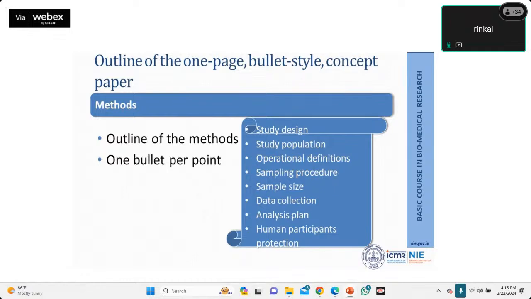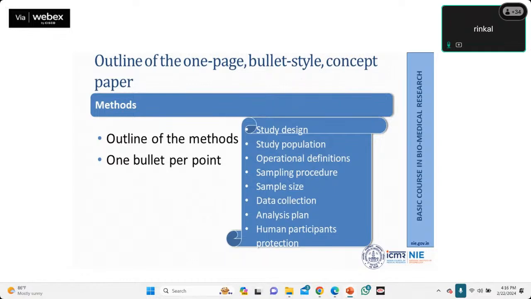Okay, so study design: just write down the name of the design which you are going to use for your study. Study population: specifically write down which population. Then which operational definitions you are going to use for your project. Okay, so 3-4 very critical definitions for your project can be written down there. Then the sampling procedure, which sampling method you are going to use, sample size, and the assumptions you are making for calculation of your sample size. Okay, very brief, in a sentence or two, maybe 2 or 3 lines, you can write down each bullet. Not in much detail.